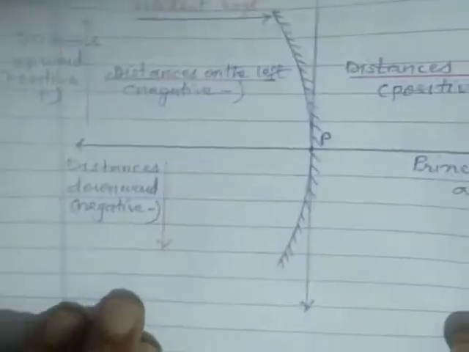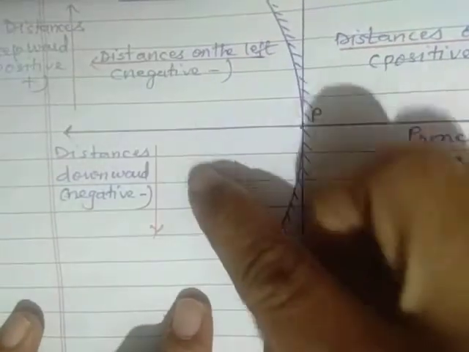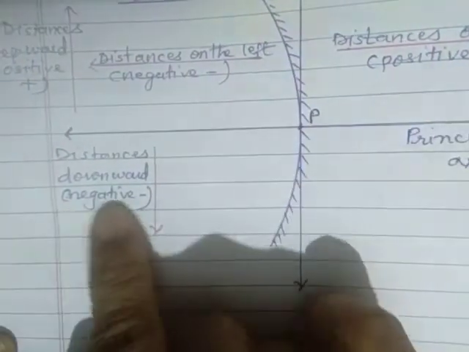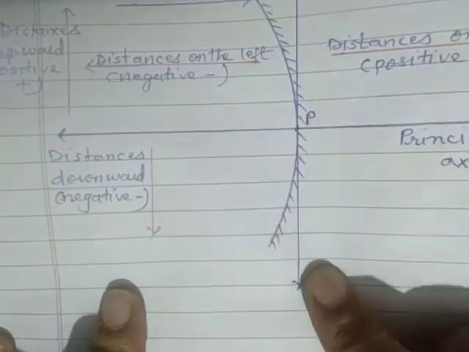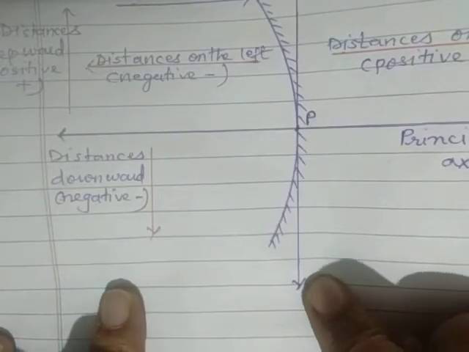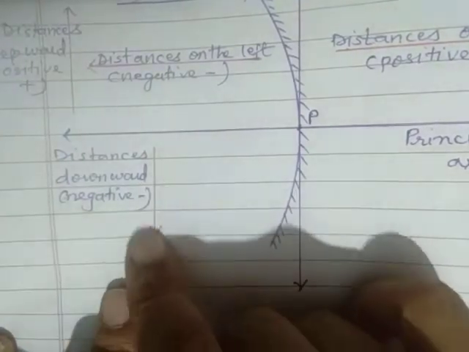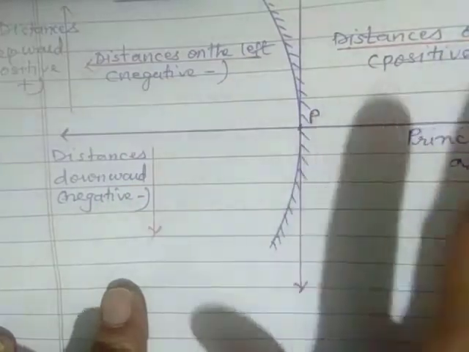But if the same distances are in the downward direction like this, then they are taken to be negative, because the y-axis in the downward direction is negative. Therefore whatever distances are there in the downward direction are taken as negative.